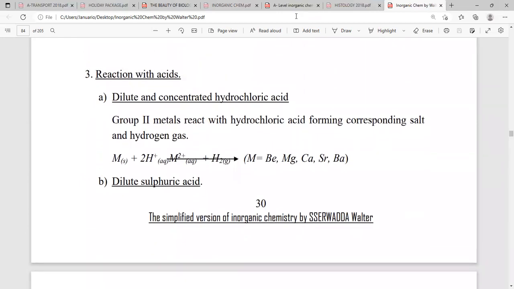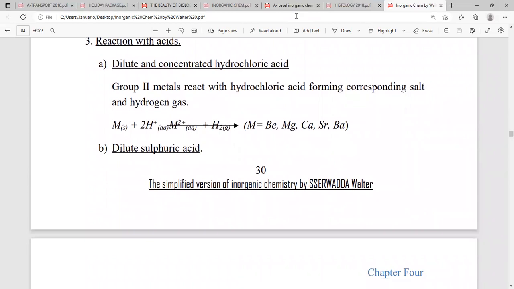Another chemical property is reaction with acids. We have dilute and concentrated hydrochloric acids. We are looking at group 2 metals reacting with hydrochloric acid, forming a corresponding salt and hydrogen gas. You have M reacting with hydrogen ions that are coming from the acid to give us M2+ aqueous. That is the metal cation, and hydrogen gas is released in the process. M can be beryllium, magnesium, calcium, strontium, or barium.